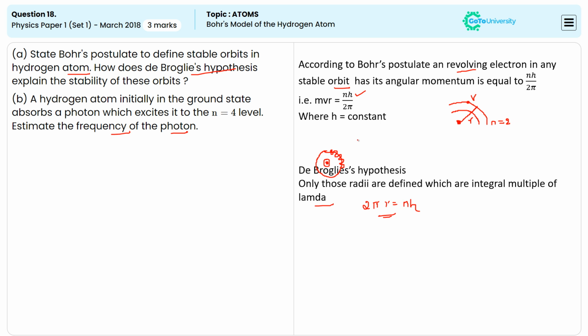Coming to the second part of the question: a hydrogen atom initially in the ground state absorbs a photon which excites it to the n equal to 4th level. Estimate the frequency of the photon. Assume this is the nucleus. If the electron is rotating in the first orbit, this is the first orbit, this is the second orbit, this is the third orbit, and this is the fourth orbit.